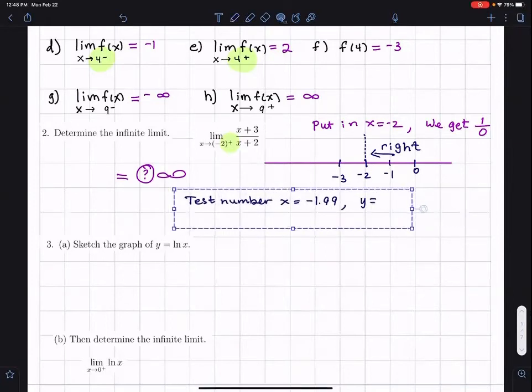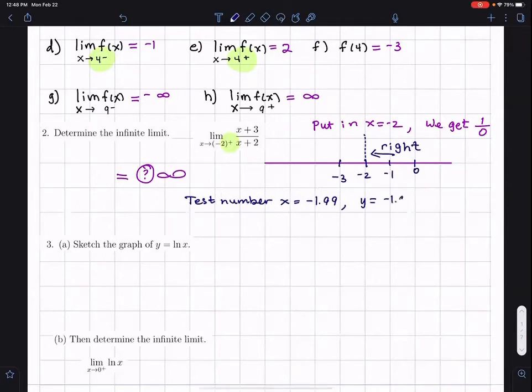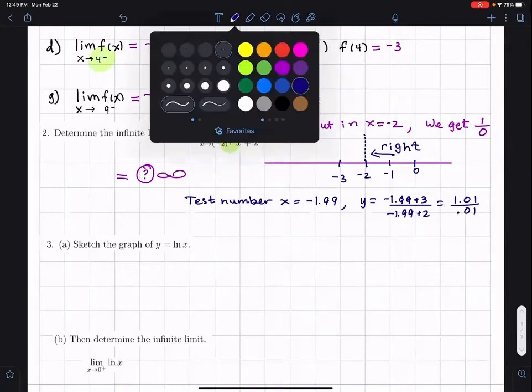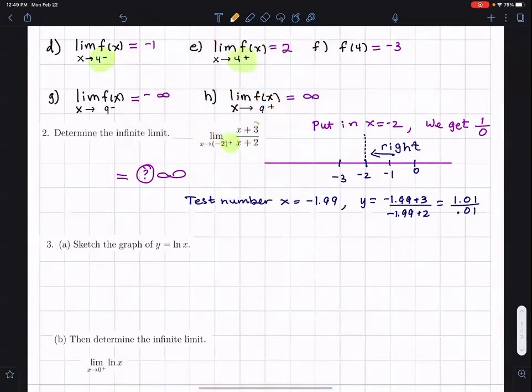And so then y will equal, if I have that, -1.99 plus 3 over -1.99 plus 2. Now, keep in mind, all I'm really doing is trying to determine whether I have something that's positive or negative. When I plug in, I'm trying to decide, is it going to be a large positive or large negative?